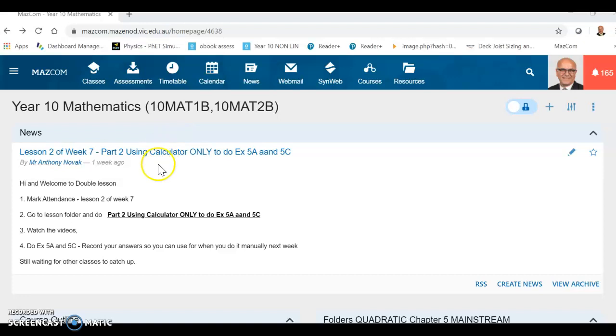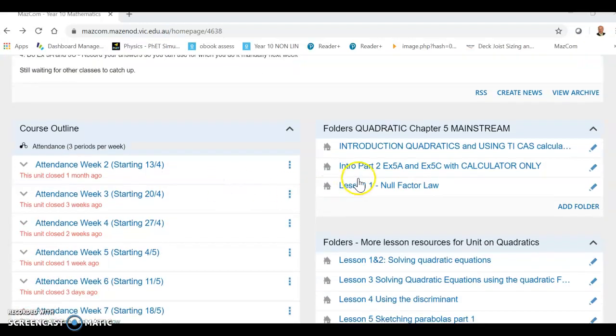You need to follow your teacher's instructions, but basically we're doing intro part two. That was the introduction, and in there I had a video on how to use a calculator to do all the features of a quadratic. So we're going to put them to practice. We're going to do exercise 5A and 5C with our calculators only.